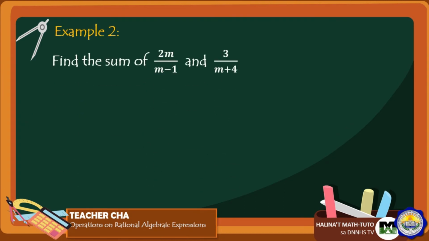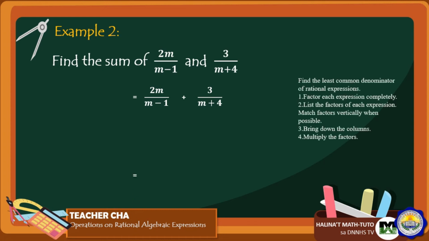Example number 2. Find the sum of 2m over m minus 1 and 3 over m plus 4. We have 2m over m minus 1 plus 3 over m plus 4. And the LCD, we have m minus 1 times the quantity m plus 4. Divide the LCD by the denominator of the first expression, which is m minus 1. So m minus 1 times the quantity m plus 4 divided by m minus 1 is equal to m plus 4. Multiply to the numerator, which is 2.